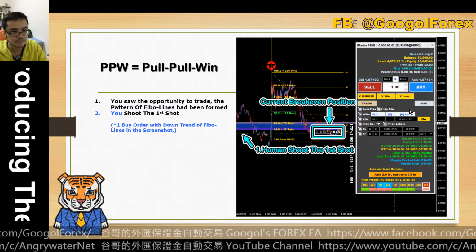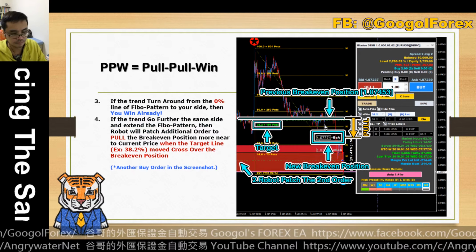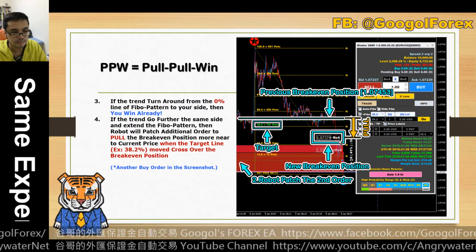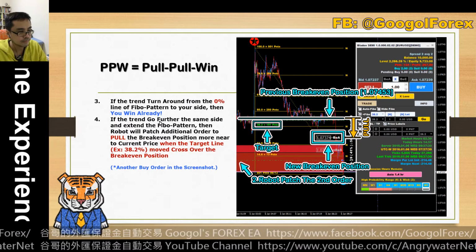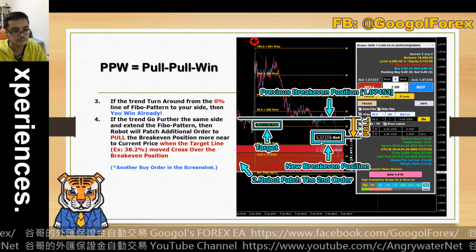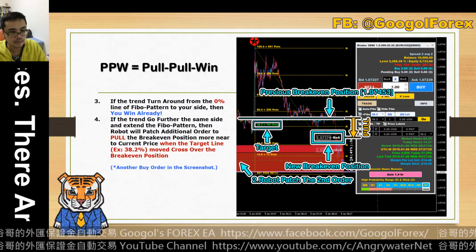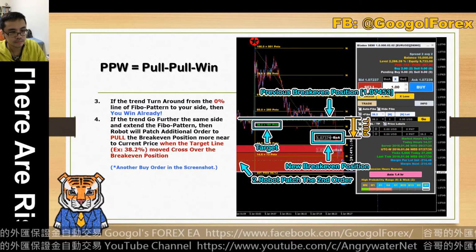If the trader is very lucky, having God's blessing, and the trend really retraces back from the bottom 0%, then he already wins the trade. If the trader is just like you and me, the trend tricks him badly, and the trend goes further on the same side to extend the Fibo pattern, what can we do?